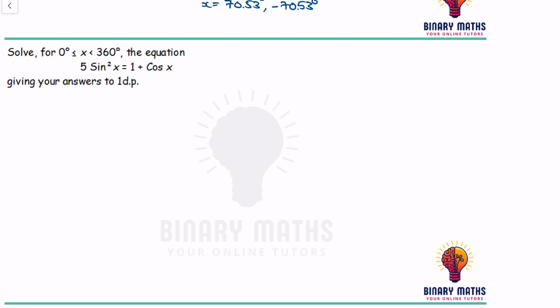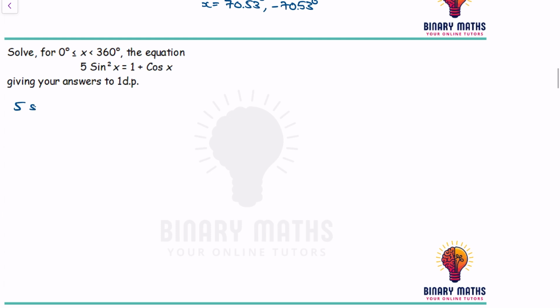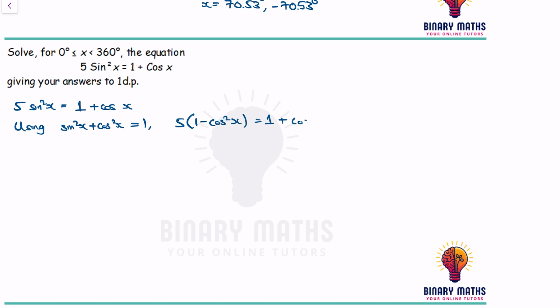Now, because it's got a sine squared involved, I know I'm going to use the second identity. So 5 sine squared x is equal to 1 plus cos x. I need to use the right version, so using sine squared x plus cos squared x is equal to 1, 5 times sine squared will become 5 times (1 minus cos squared x) is equal to 1 plus cos x. I expand the bracket, I get 5 minus 5 cos squared x is equal to 1 plus cos x.